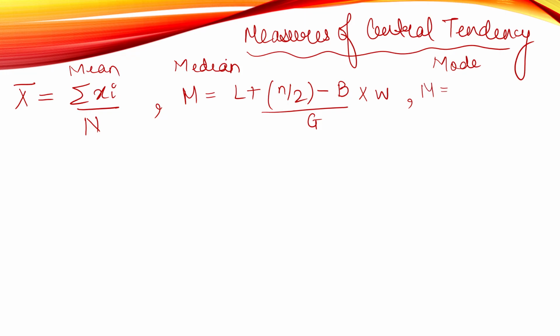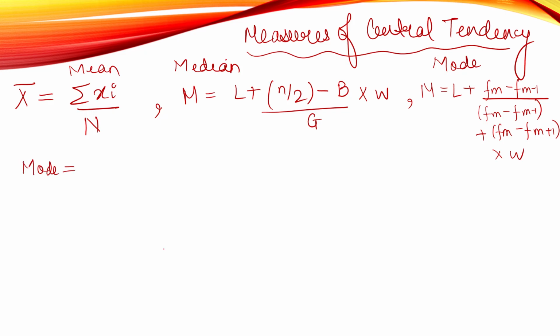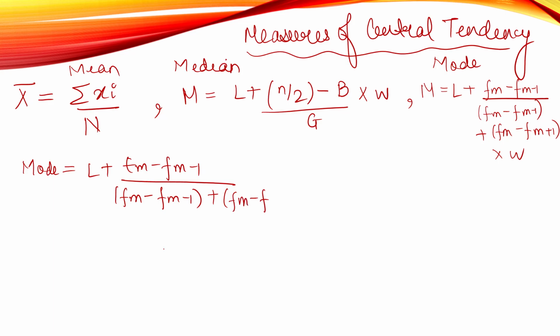First I'll write and then I'll explain. Mode is equal to L plus (Fm minus Fm minus 1) upon ((Fm minus Fm minus 1) plus (Fm minus Fm plus 1)) into W. Now I write it here because it may not be visible. So now let's understand the formulas.